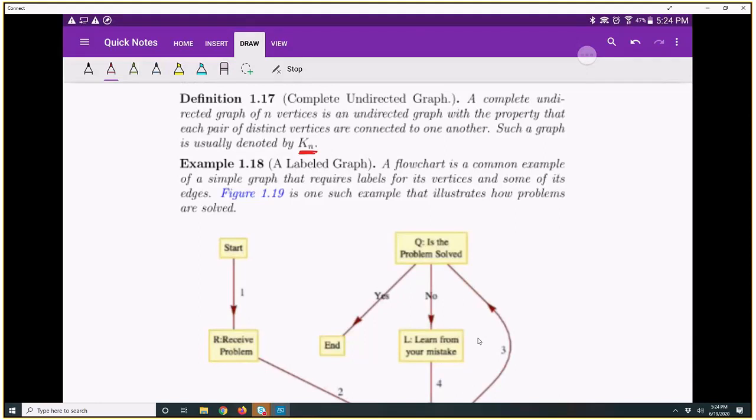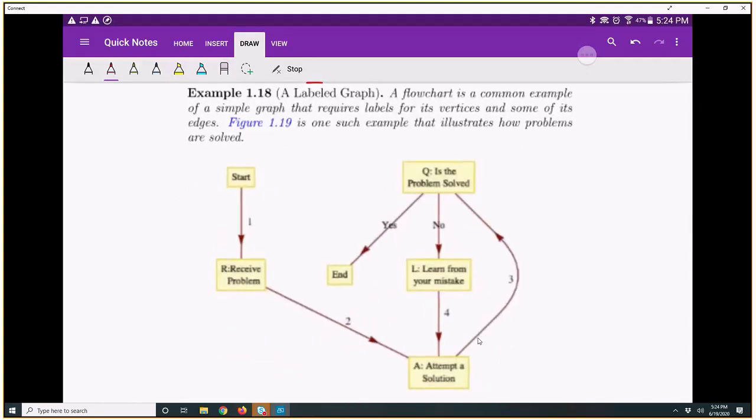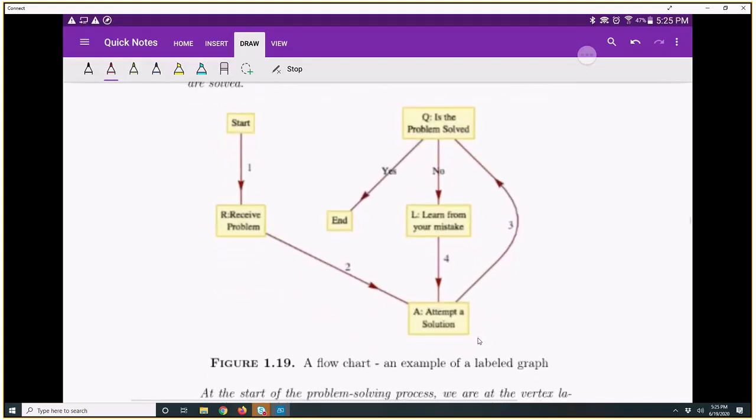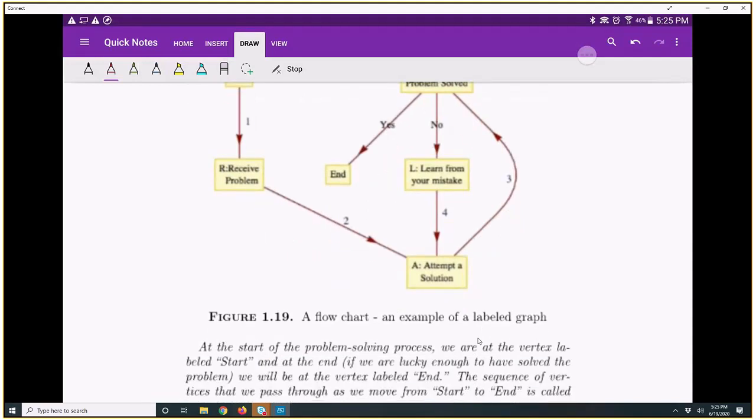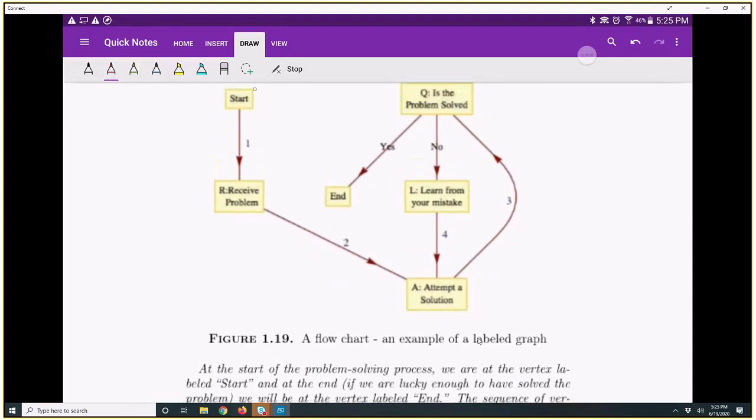Here's an example of a labeled graph. A common example of a labeled graph is a flowchart. And as you can see in this flowchart, we require labels for most of the vertices and edges. So this particular flowchart illustrates the problem-solving process. At the start of the process, we're at the vertex labeled start, here on the top left. And at the end, if we're lucky enough to have solved the problem, we'll be at the vertex labeled end.